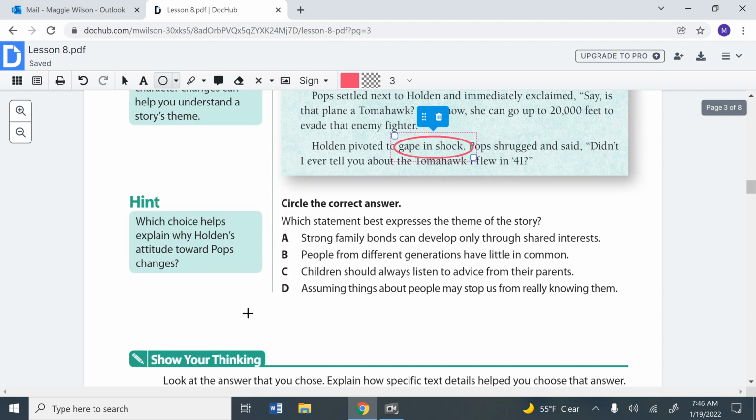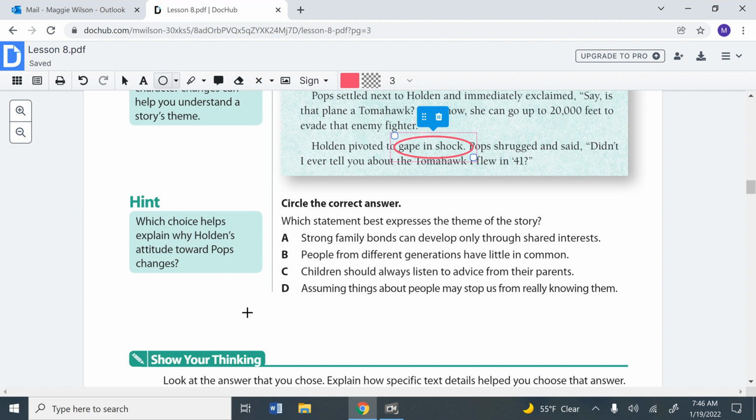So let's go down to the question. It says, which statement best expresses the theme of the story? Is it A, strong family bonds can develop only through shared interests? B, people from different generations have little in common? C, children should always listen to advice from their parents? Or D, assuming things about people may stop us from really knowing them?